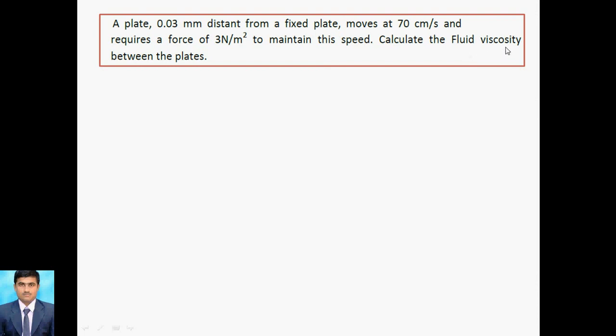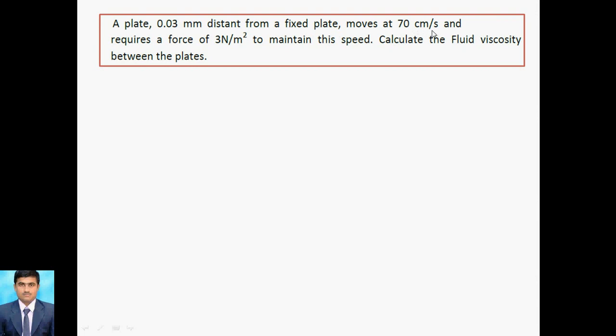So calculate the fluid viscosity. Only mention that viscosity, so you can write mu is question mark. Here that 0.03 is distance, that is dy, and 70 centimeter per second.